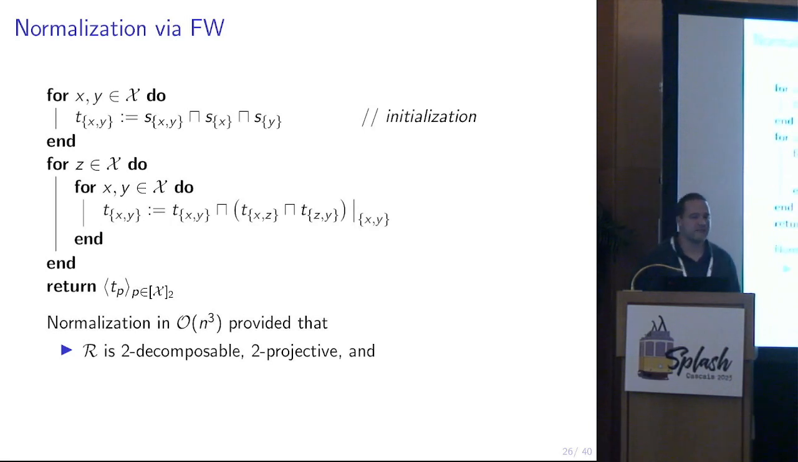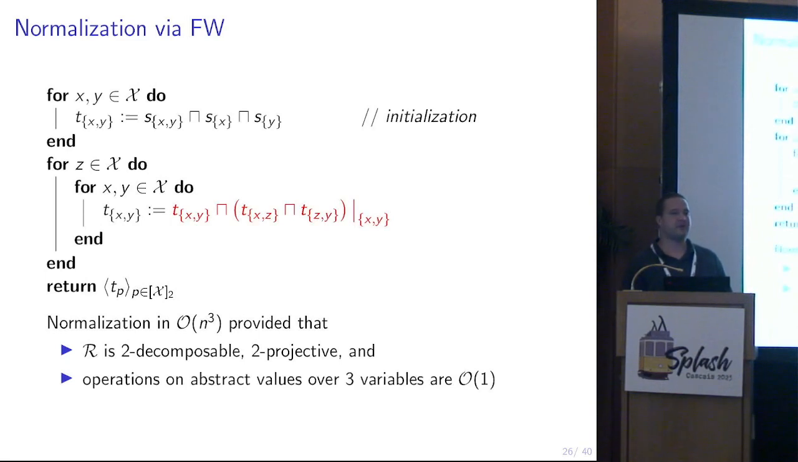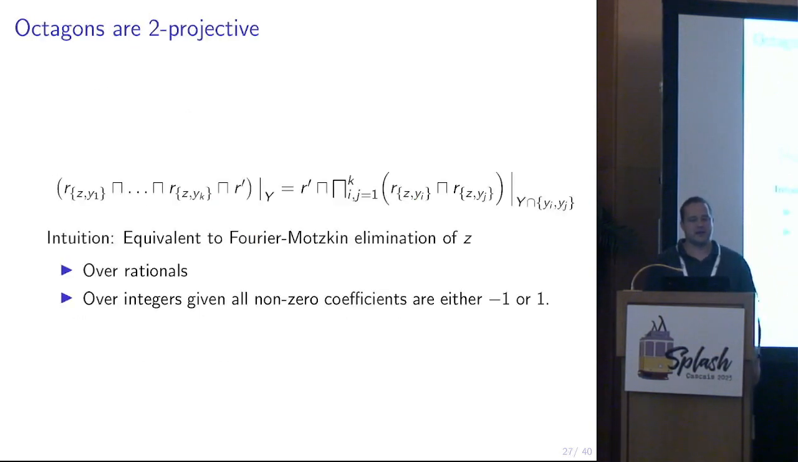So now what do we have? Well, we have that the normalization is cubic, provided that we have R that is 2-decomposable and 2-projective. And there's an important second ingredient, provided that the operations on abstract values over 3 variables are in O(1). So this is this part here that I have marked in red. So this is one of the ingredients that I need. Now I have so far only talked about 2-projective domains.